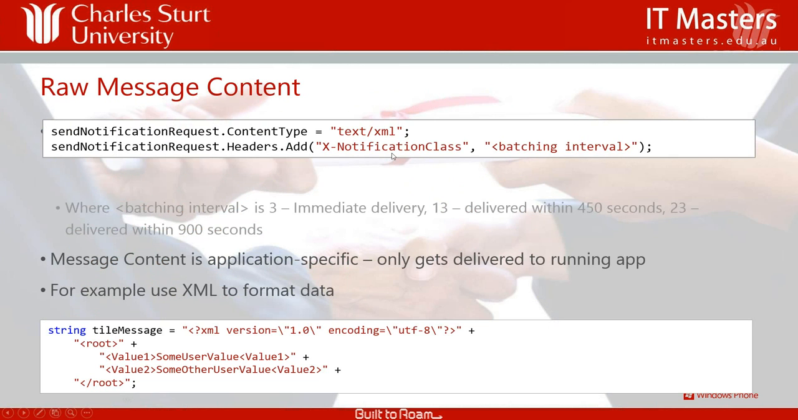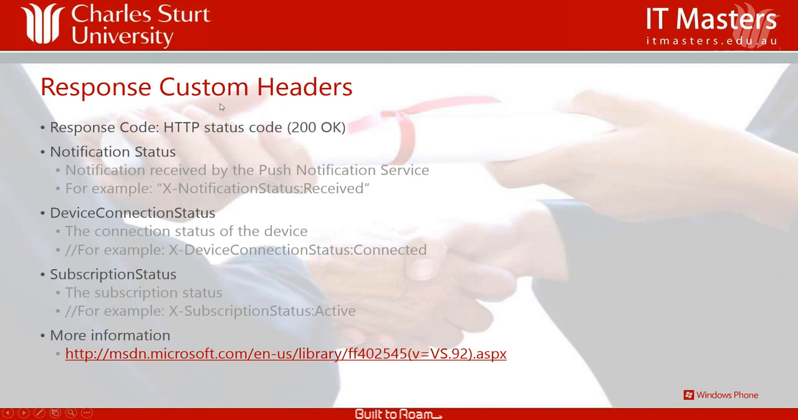Raw notifications, it's really up to you as to what the format for the method is. Here's an example of a random bit of XML that could be sent down, but essentially the content of a raw notification is up to you and the application receiving it to determine the format. There are a number of response headers that the sender will get based on the availability of the device.